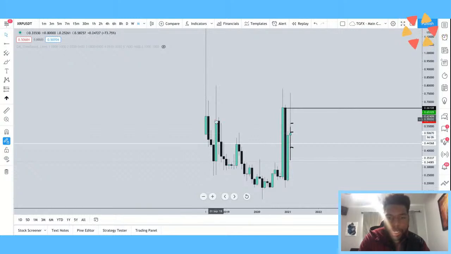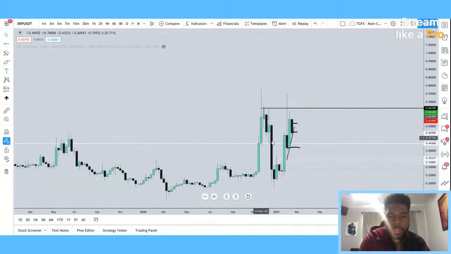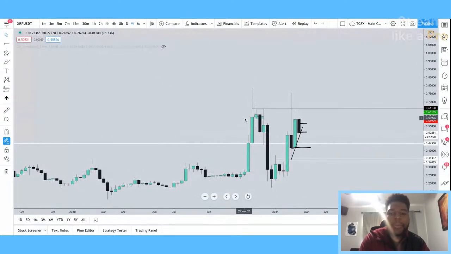You know what I mean? It maintained these last highs. So as long as we don't break past these and close a monthly candle over it, we're definitely going to continue seeing some potential downside on that.